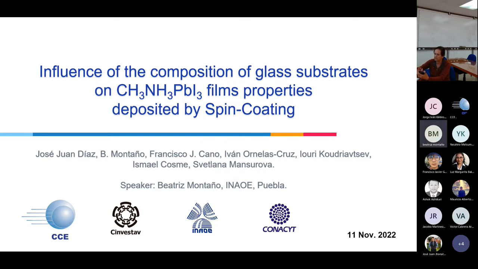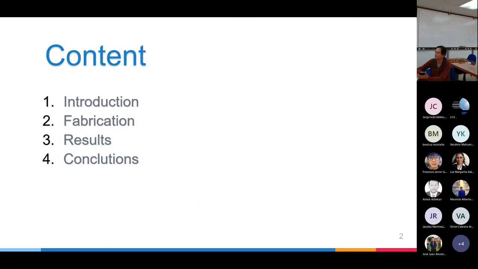Good morning. I want to present this work. It's a collaboration from Simvestab and our institute. In the introduction, I will present a brief introduction to the fabrication process of perovskite thin films, the results, which include the characterization of the films, and finally the conclusions.